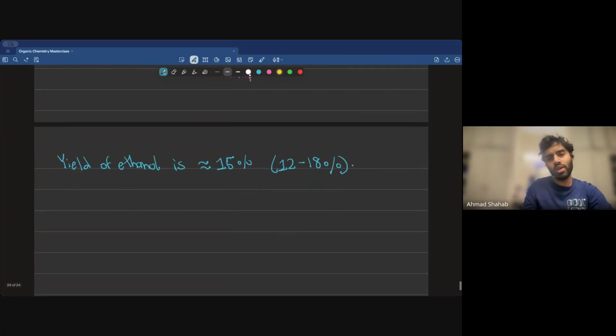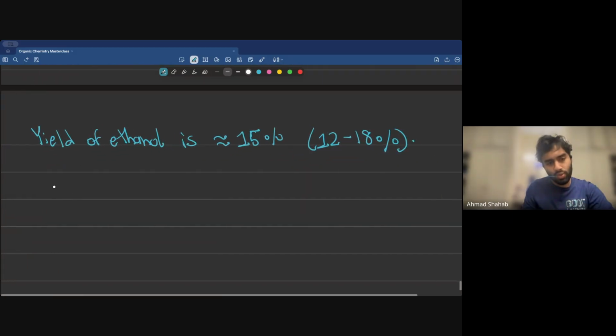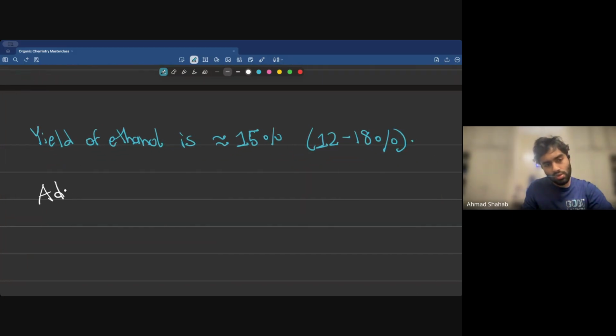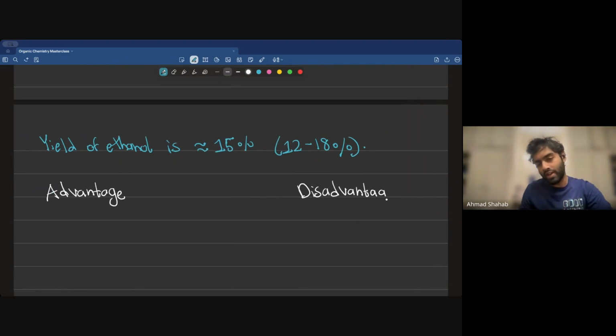So let's talk about a disadvantage of this reaction. So we have an advantage and we have disadvantages to this as well, and then we will compare these two approaches, one where we do hydration of an alkene and one where we make glucose undergo fermentation, and see which is actually a better method to produce ethanol. So a disadvantage of this is that ethanol produced is impure.